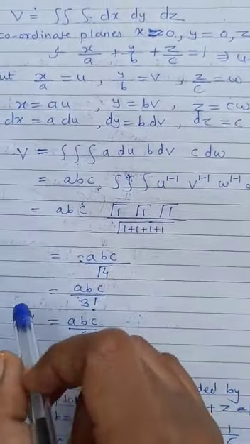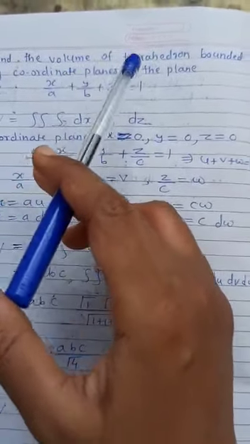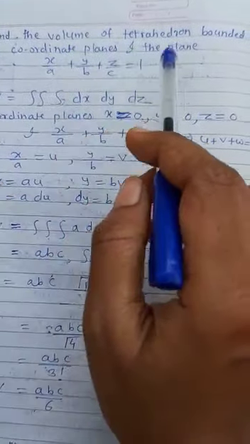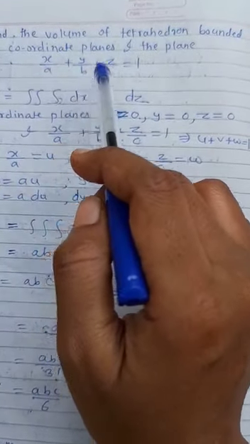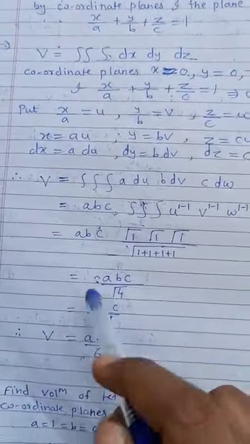So the example is very simple. Just remember this as a formula. Whenever the volume of a tetrahedron is asked, which is bounded by coordinate planes and the plane x by a plus y by b plus z by c equal to 1, the answer is abc divided by 6.